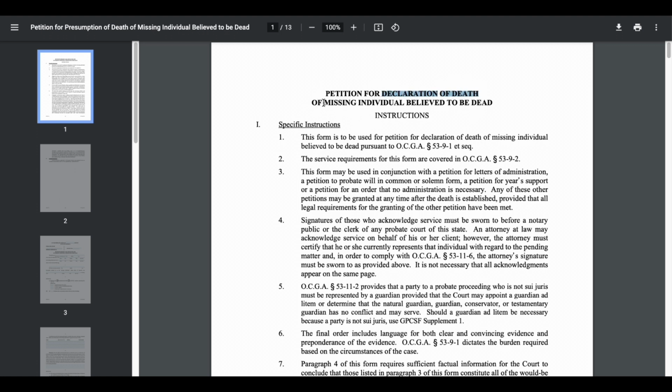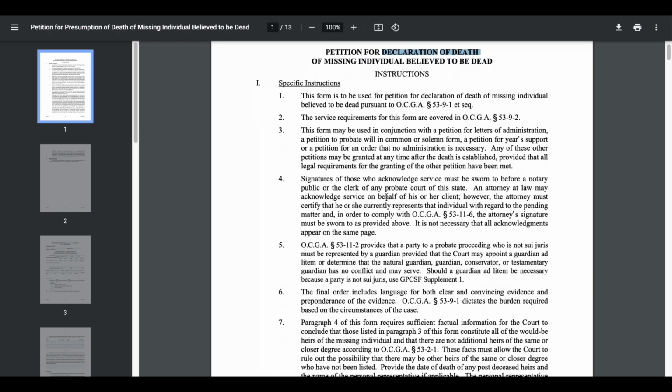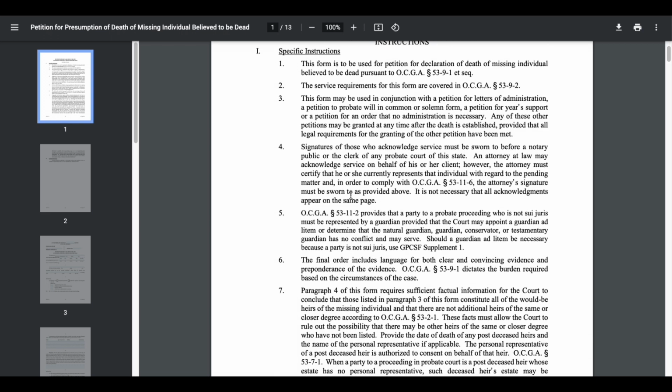Based on a missing individual believed to be dead, they want to get a declaration, even if he's not proven to be dead. Okay? And according to Georgia, if you're missing for 4 years, 4 years straight, then they say, okay, he's presumed dead. That's what this code right here says. I showed this to y'all in a previous video. They presume you to be dead if you've been missing after 4 years.